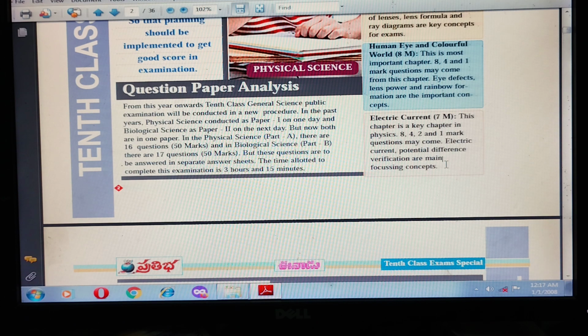Definitions, formulas and units are very, very important, and the power concept also, Ohm's law verification, series connection of resistors, and parallel connection of resistors. I already kept 2 videos on series connection of resistors for finding equivalent resistance, and on how to find the equivalent resistance when resistors are connected in parallel. So go through those 2 concepts once again.